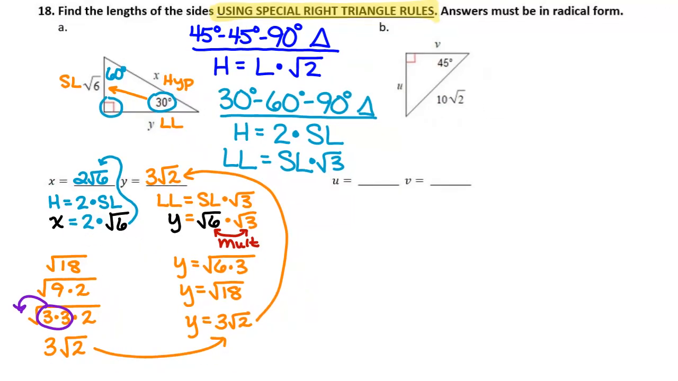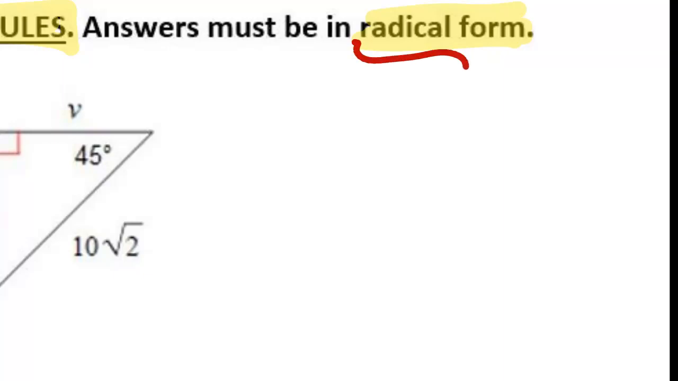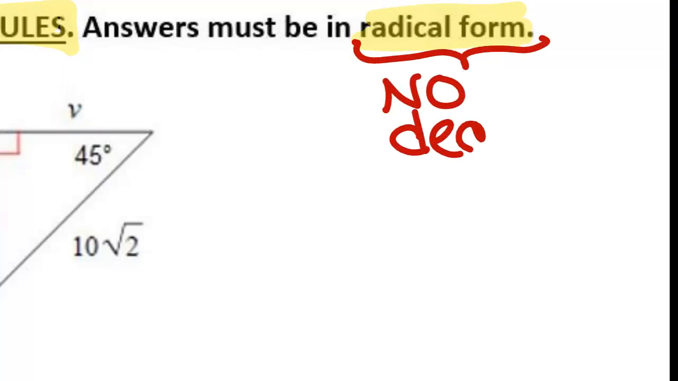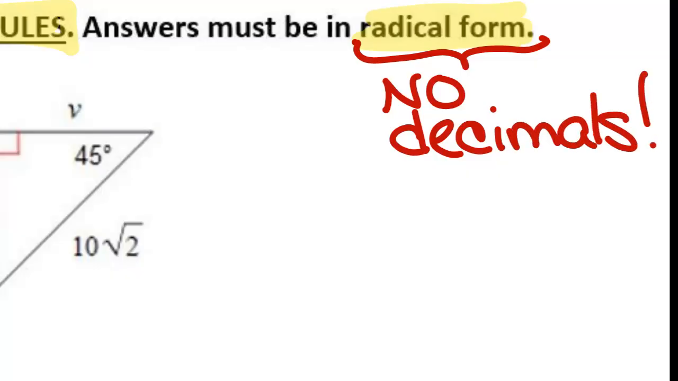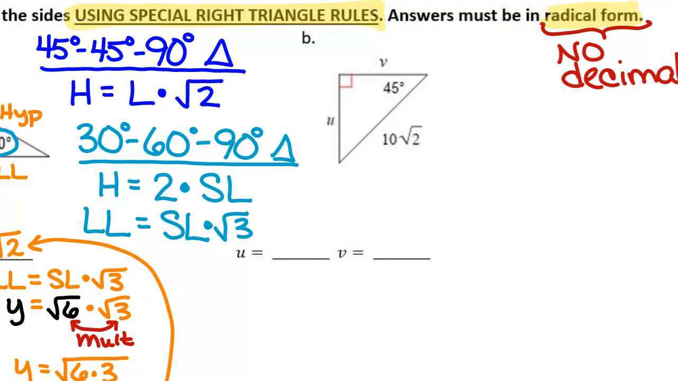The directions up here said that answers must be in radical form. Radical form means no decimals. That's why I didn't just pop it into my calculator and ask what we got, because the directions say it has to be radical form. So my answer is either going to be a whole number or it's still going to have a square root in it. All right, so that's part A.